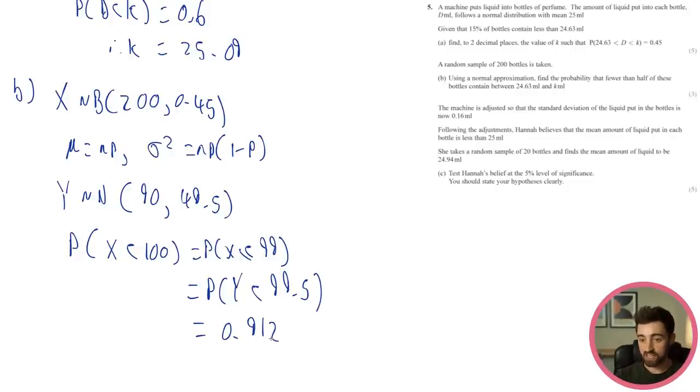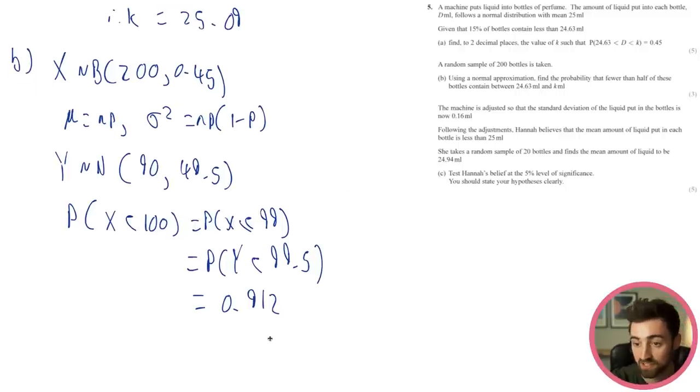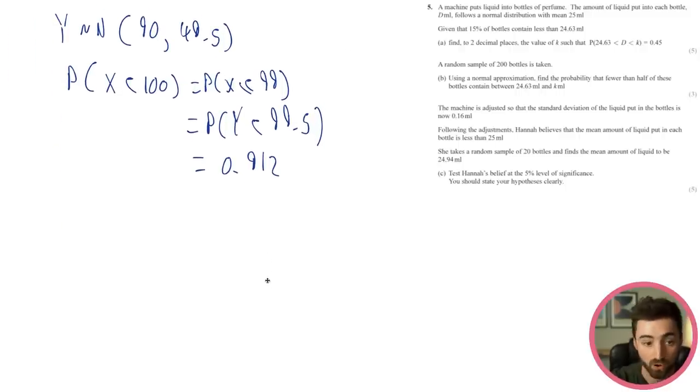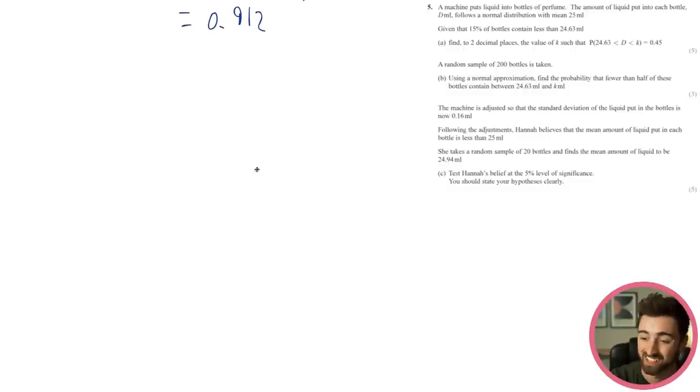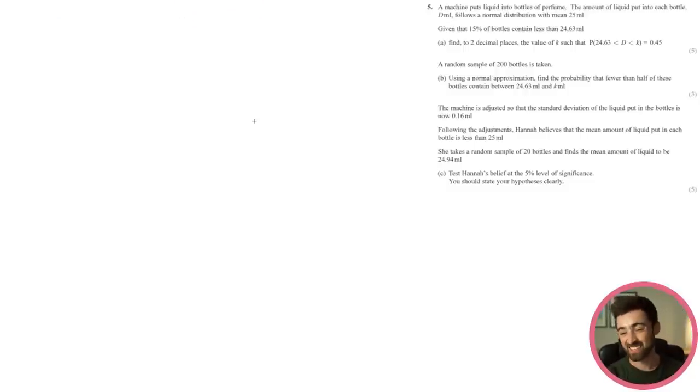Okay. The machine is adjusted so that the standard deviation of the liquid put in the bottles is now 0.16. Following the adjustments, Hannah believes that the mean amount of liquid put in each bottle is less than 25. She takes a random sample of 20 bottles and finds the mean amount of liquid to be 24.94. Test Hannah's belief at the 5% level of significance.